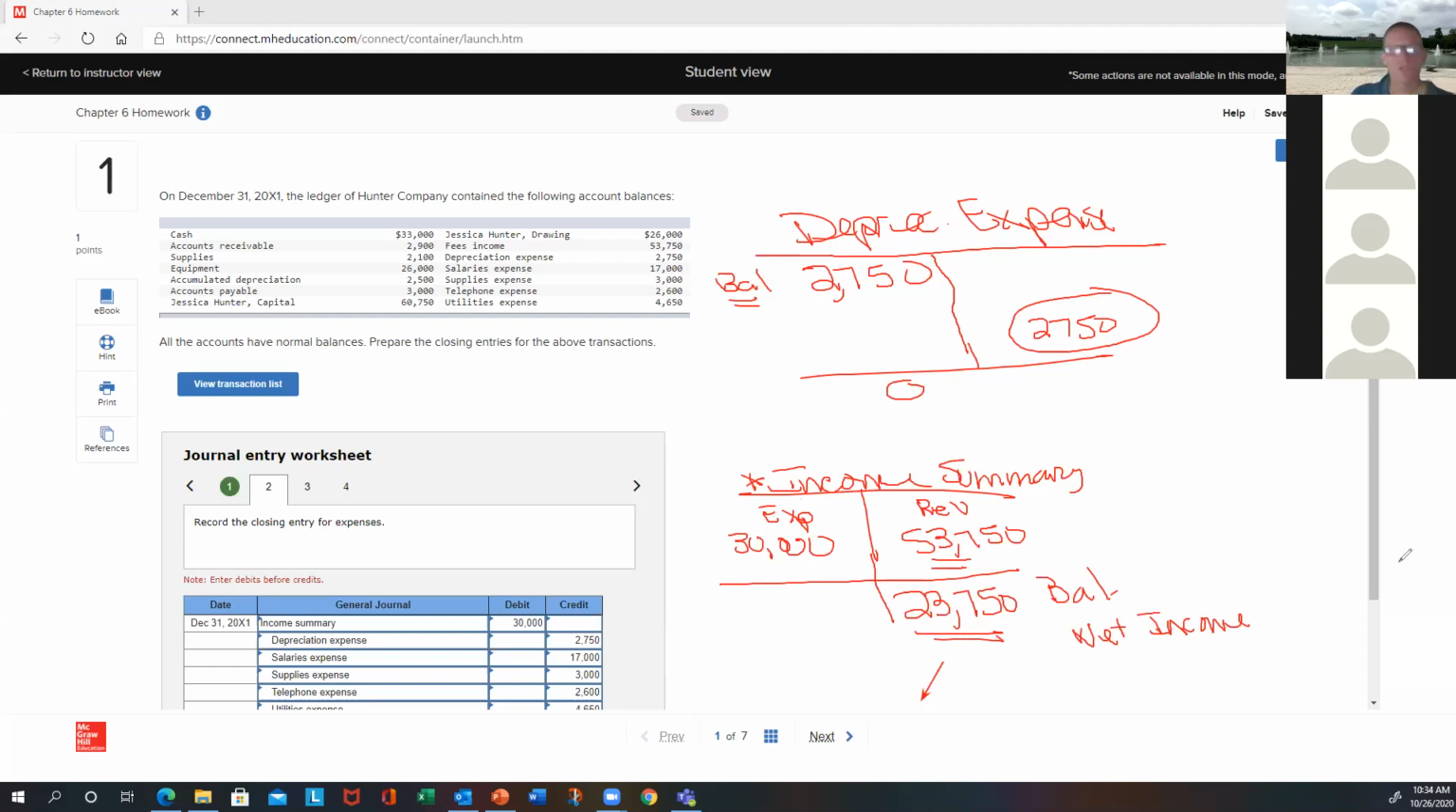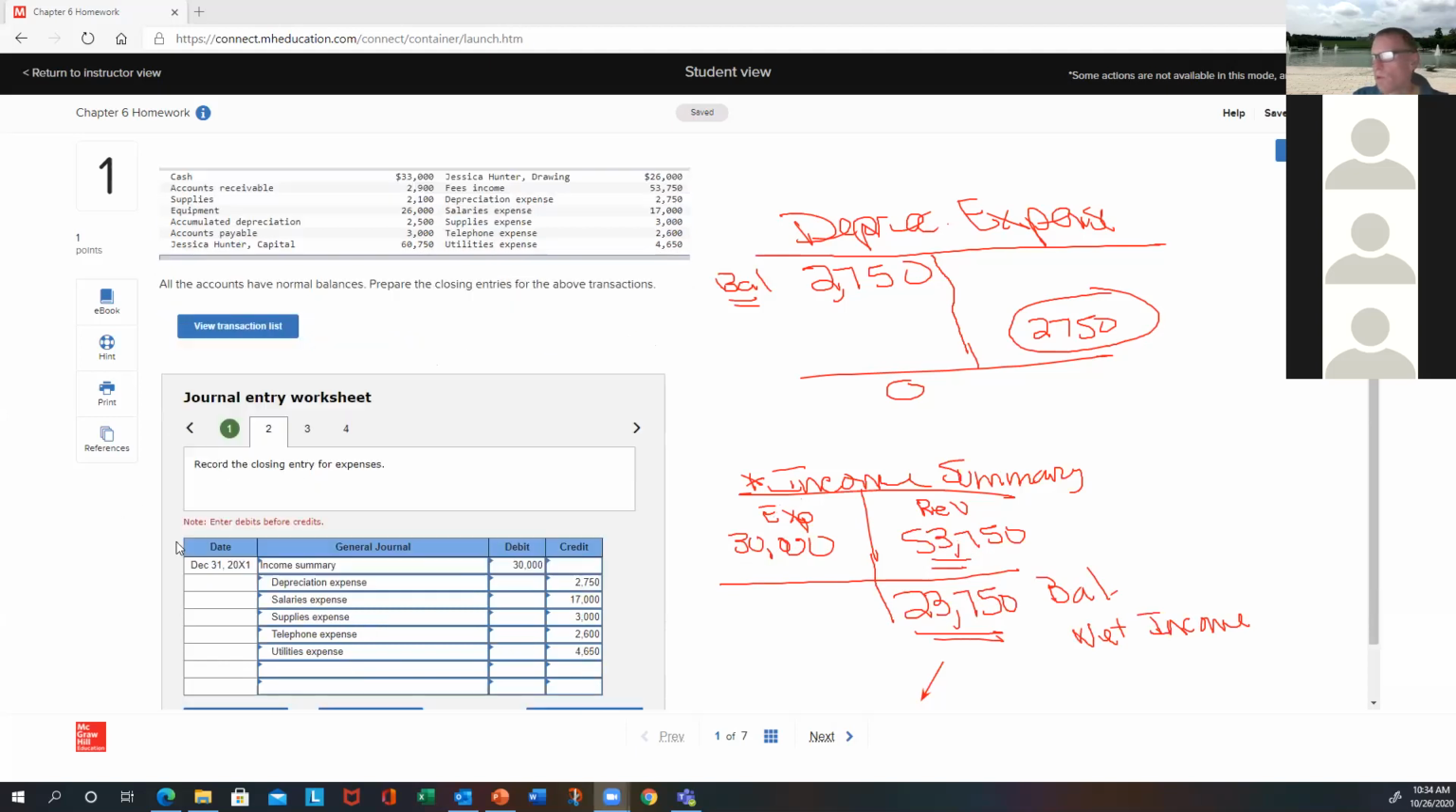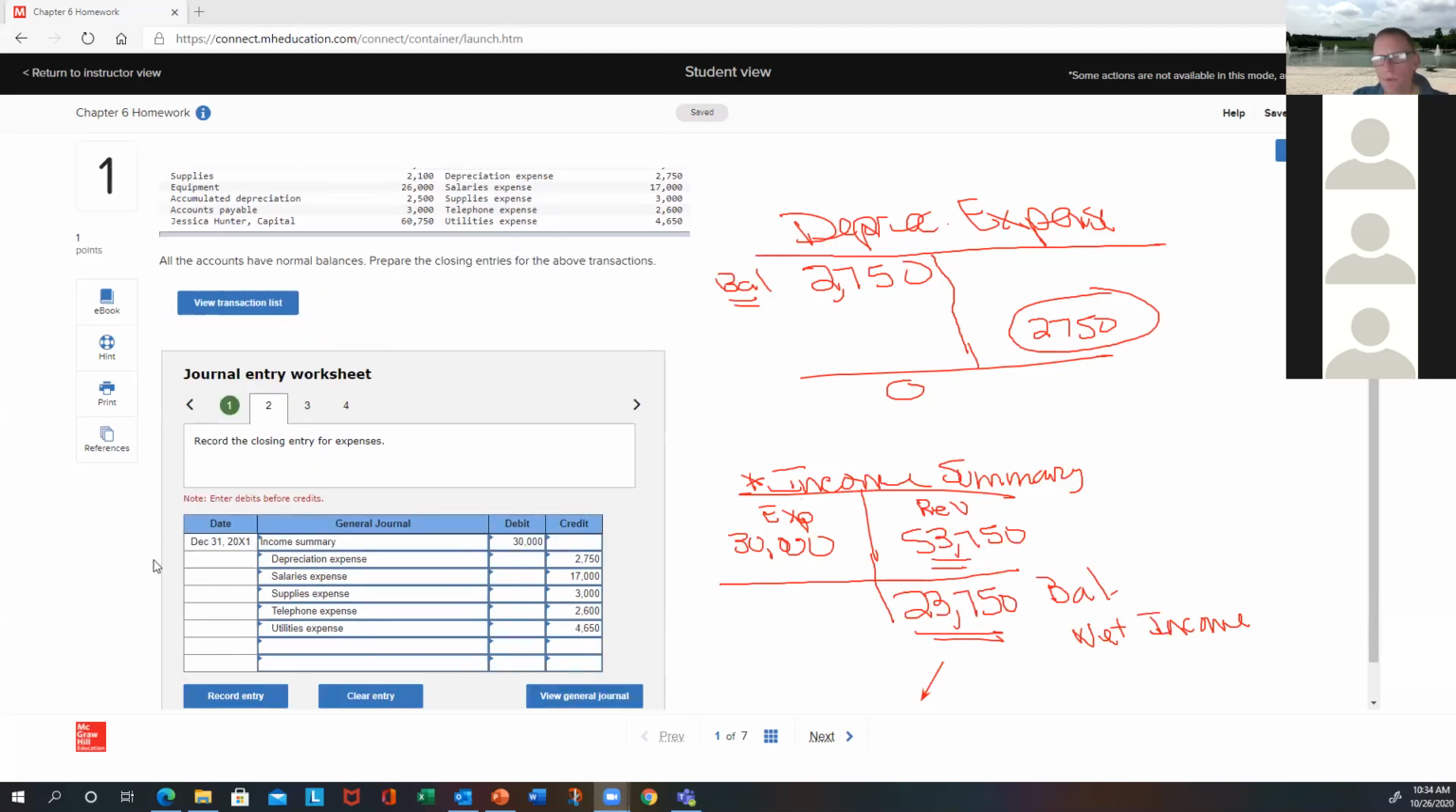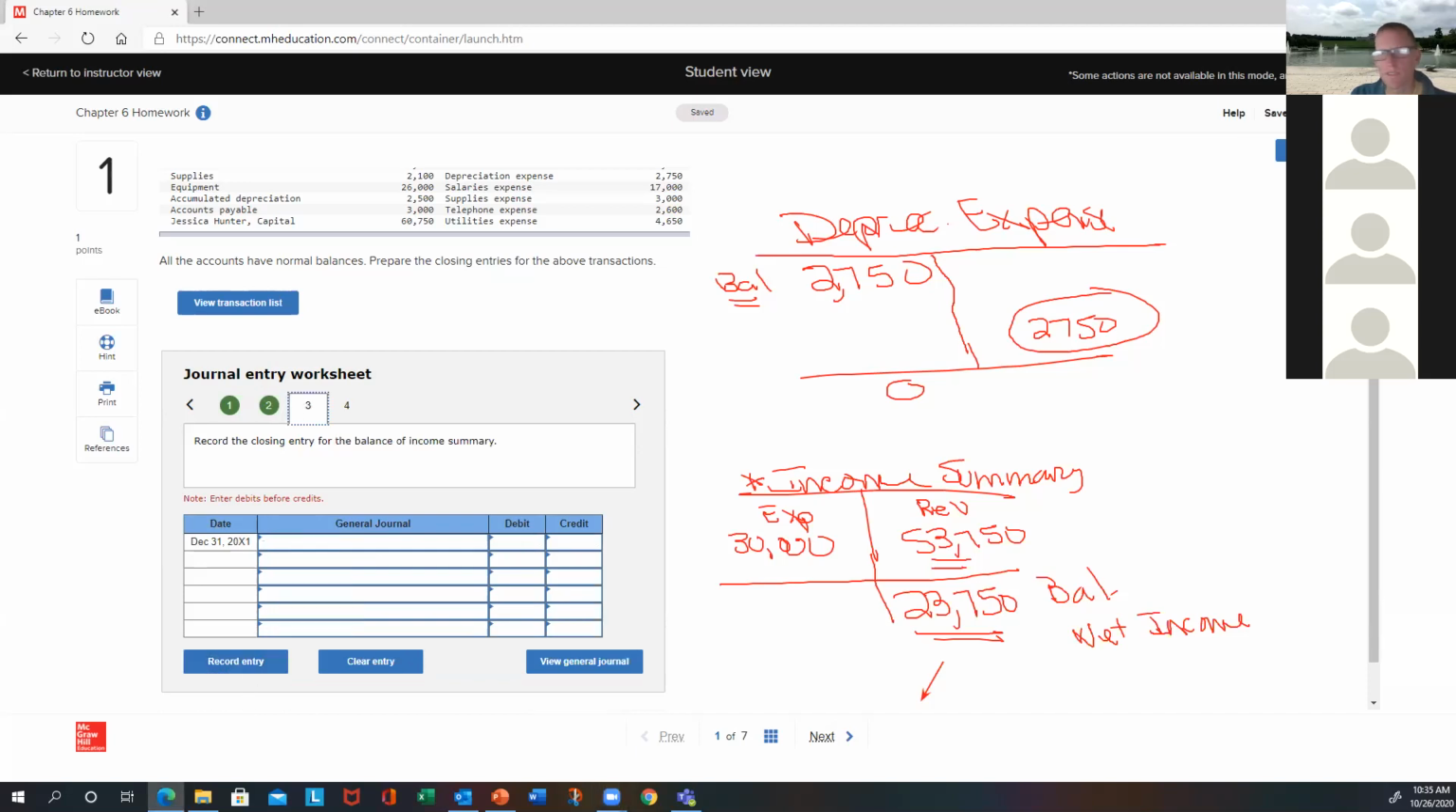Okay, so just this entry right here, once I record this, it gets posted, and then your expenses are at zero, and then your income summary would then be at 23,750 on the credit, and then we're going to have to deal with that in step 3. So if I hit record, notice then the third entry will say record the closing entry for the balance of the income summary account, which in this case, we're going to have to close out in a moment.